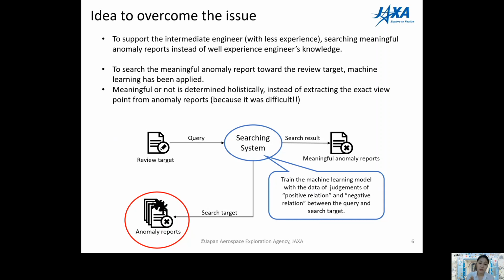To determine meaningful or not, we train the machine learning model with data of human judgment, with positive relation and negative relation between the review target and anomaly report. And the determination is done holistically instead of extracting the exact viewpoint for anomaly reports. We tried it, but it was so difficult. So this is what we want to do.